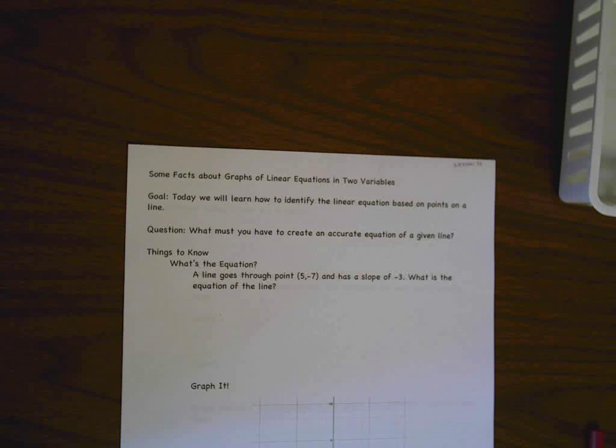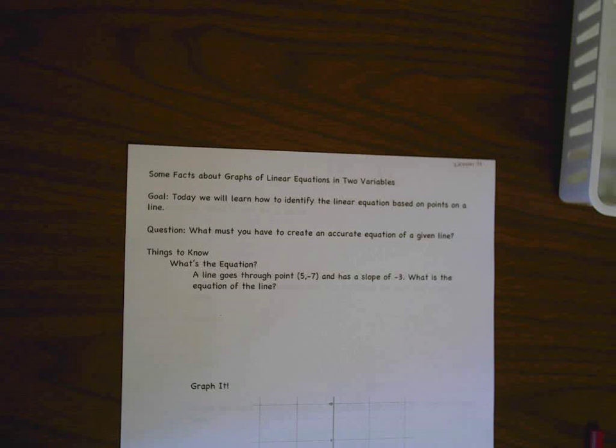Okay, things to know. First of all, what is an equation? A line goes through the point (5, -7) and has a slope of -3. What is the equation of the line? So you're going to use that information and create the equation.